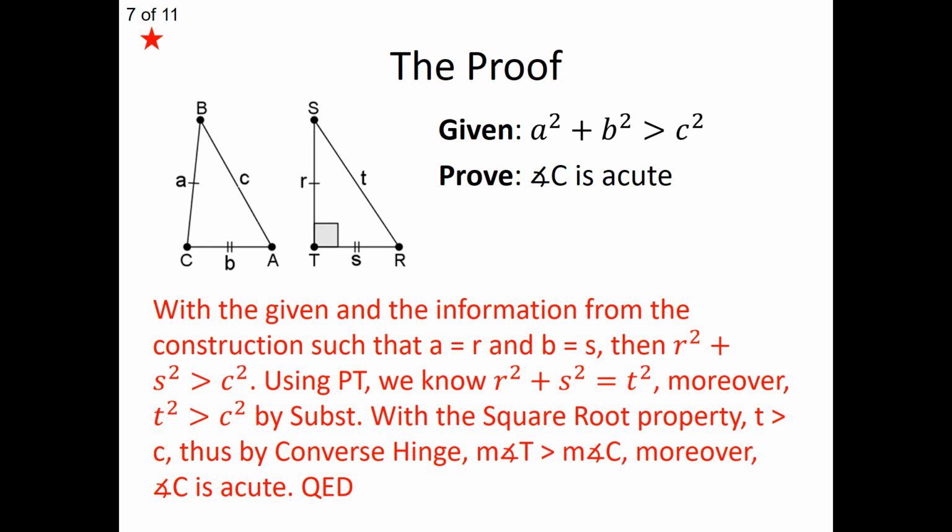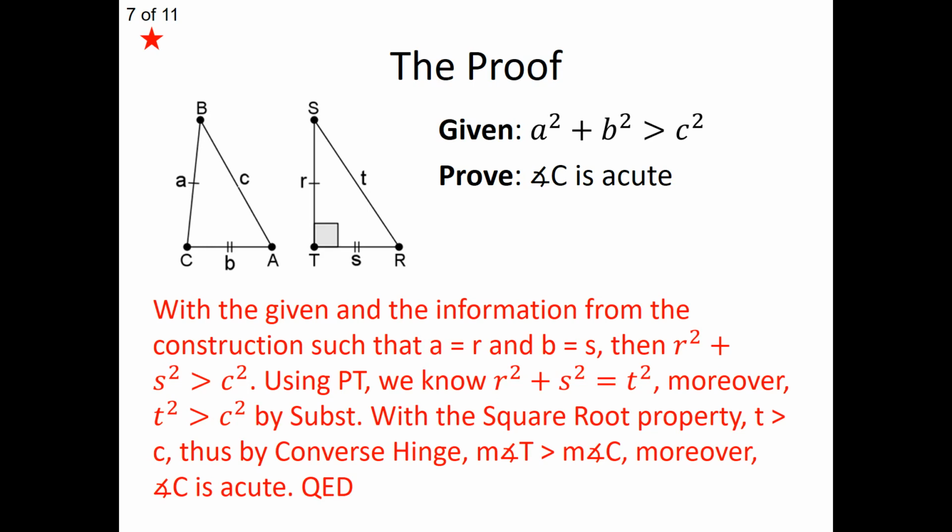But we know something about R squared and S squared. By the Pythagorean theorem, R squared plus S squared is equal to T squared. So moreover, by substitution, we know that T squared is greater than C squared. Our square root property still works with our inequalities here. So that means by taking the square root and simplifying, we get T is greater than C. That means we have converse hinge to help us out. With converse hinge, we're allowed to compare the angles opposite of those sides T and C.